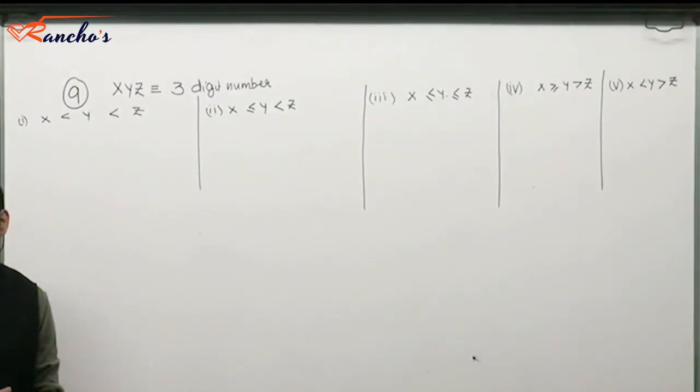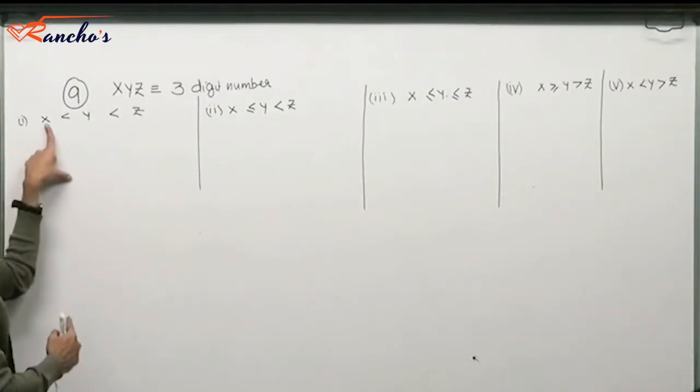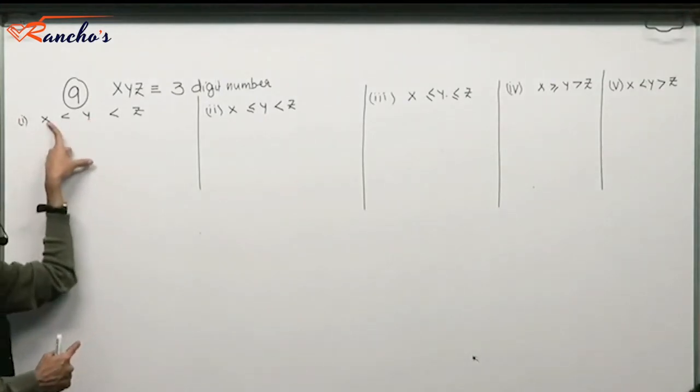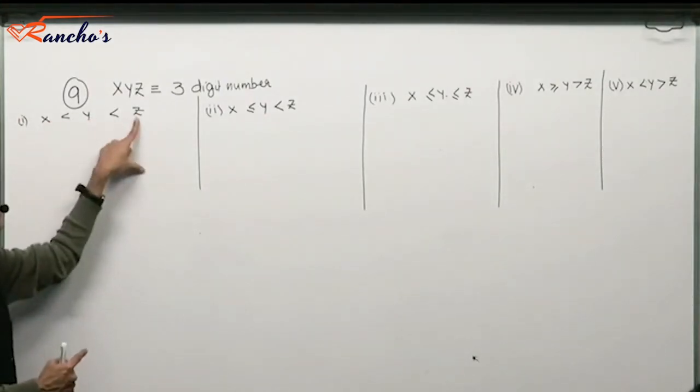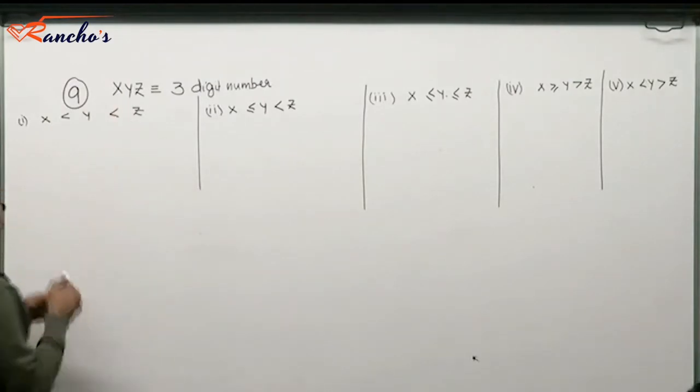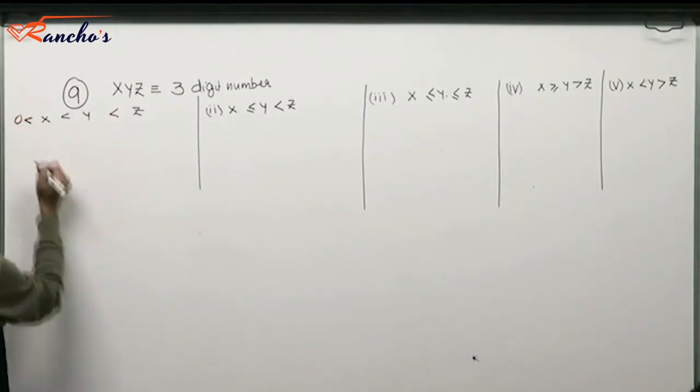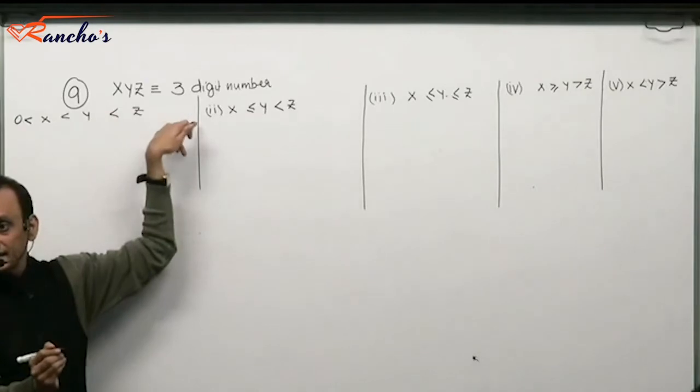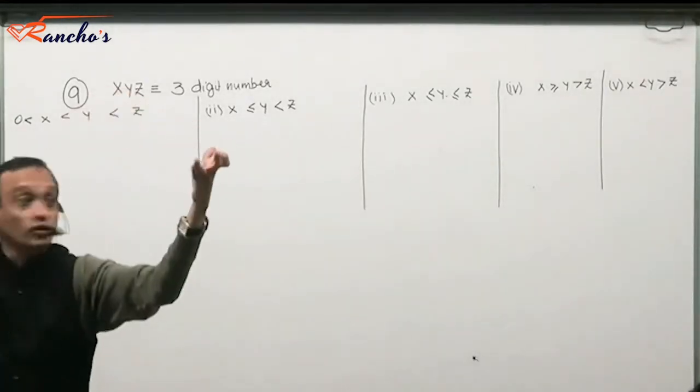Surely X is greater than 0. If X is greater than 0, then Y, which is greater than X, will also be greater than 0. Z, which is greater than X, will also be greater than 0, isn't it? Because now we have X greater than 0, less than Y, less than Z. So X, Y, Z are all greater than 0. None of them can be 0.